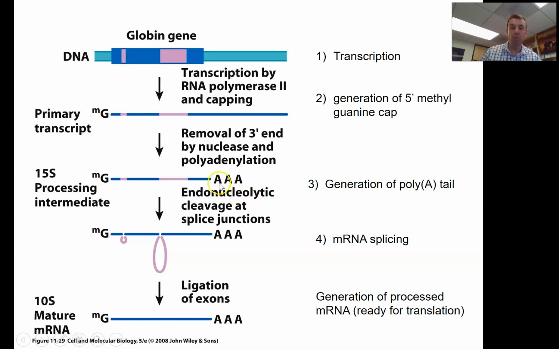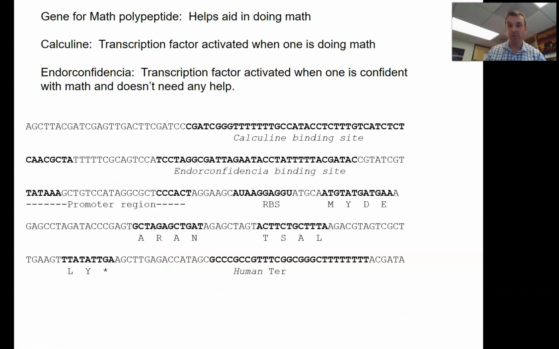Then we generate the poly A tail on the 3' end, also for protection and nucleus export, I should say, and then the ribosome binding. And then we get the splicing that we just talked about. And once all of those things have happened, we now have a mature mRNA that is able to be translated. And that's what we'll talk about on Wednesday and Friday.